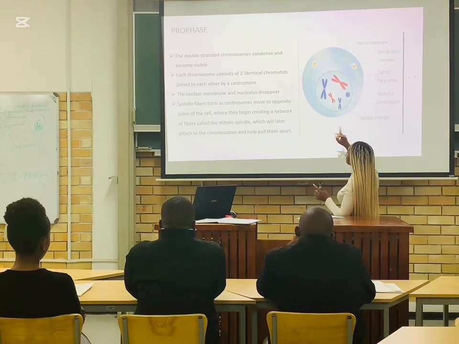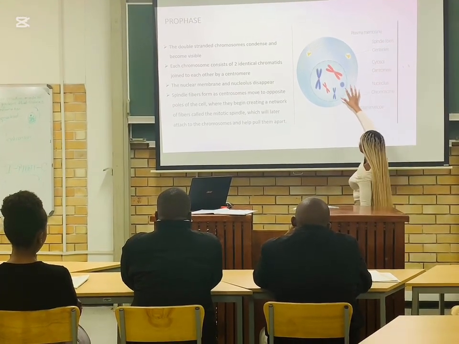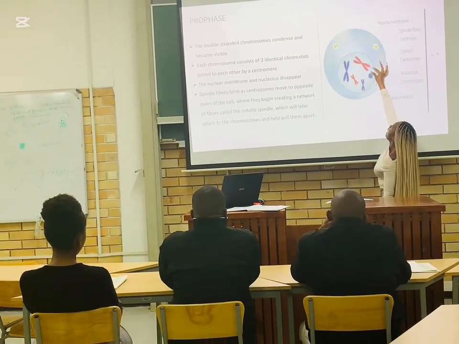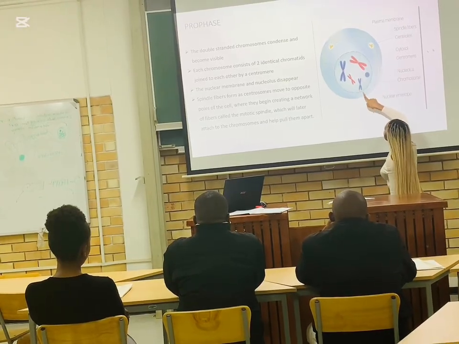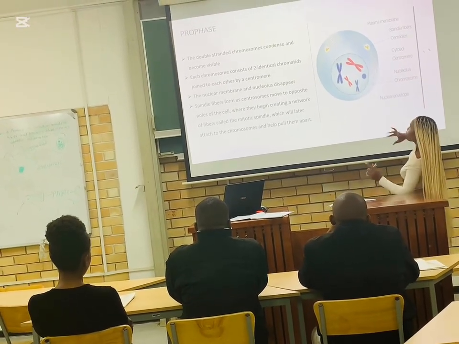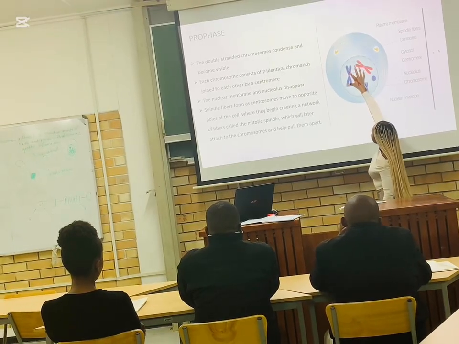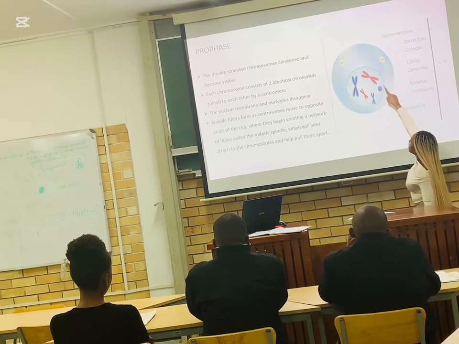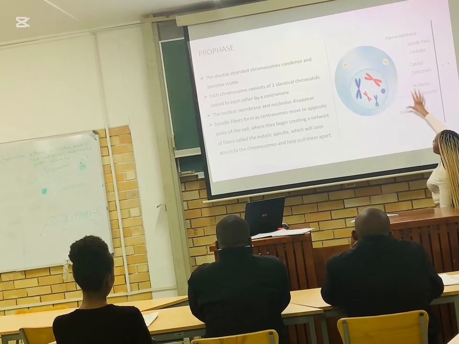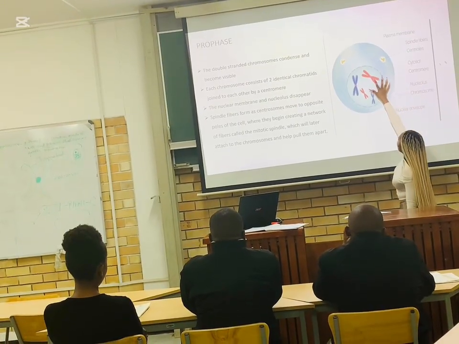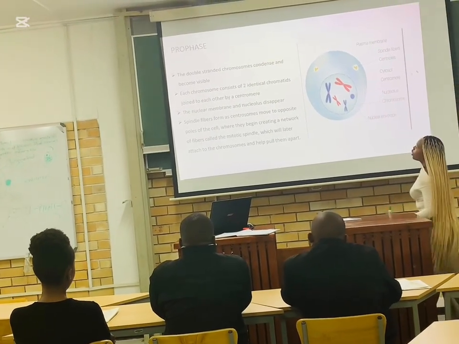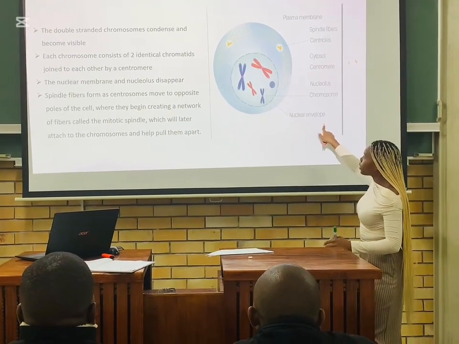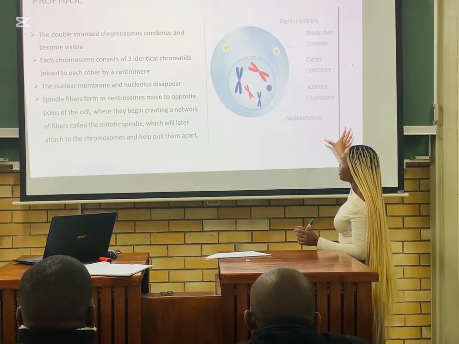Each chromosome consists of two identical chromatids. If you take a look at this chromosome, you can see that it is identical to this one, and also this one is identical to this one. If they were not identical, you would see a chromatid that is purple and the other one that is red. You can't see something like that. They need to be identical to one another, and they are joined to each other by what is called a centromere.